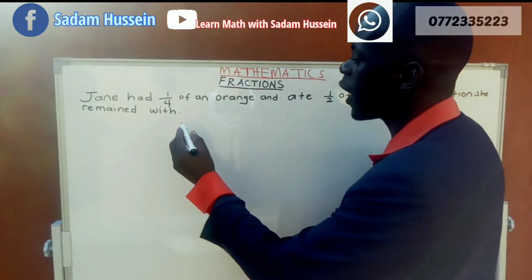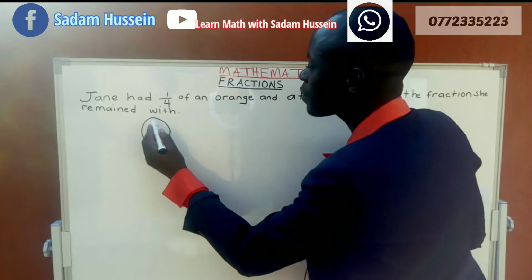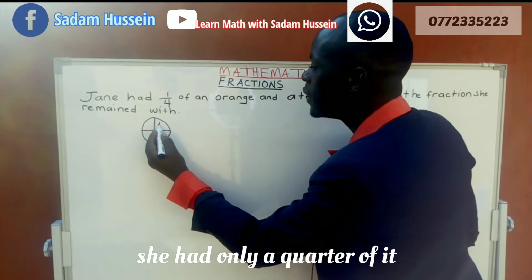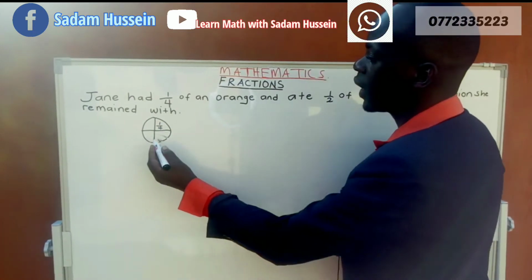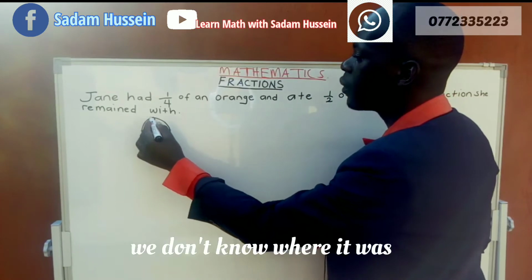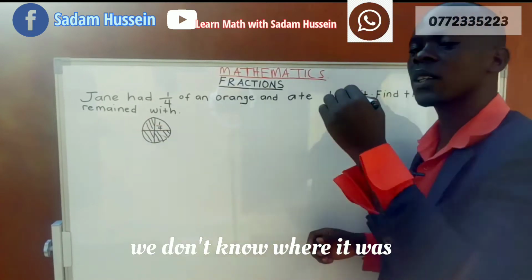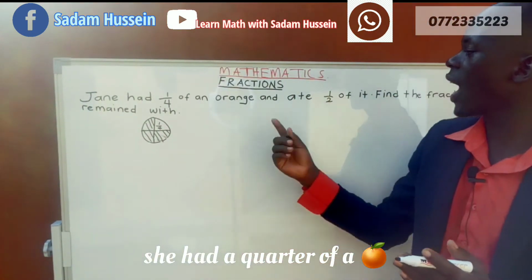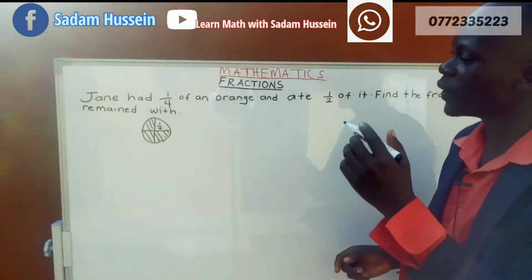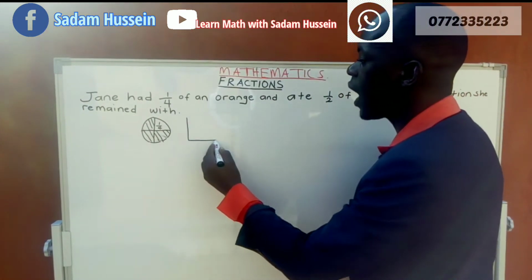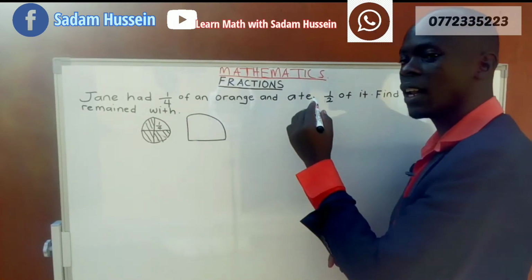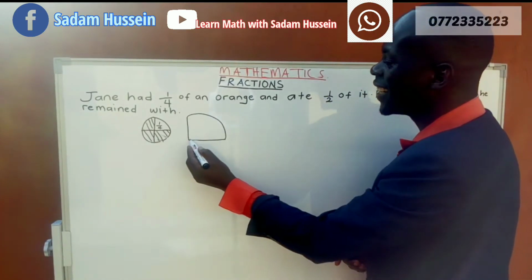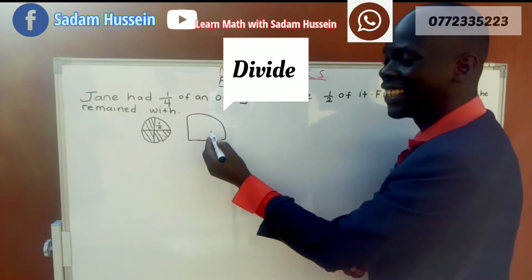Now, if this was a full orange at first, Jane had only a quarter of it. That means this other shaded part, we don't know where it was, but the unshaded part is what Jane had. Jane had only a quarter of a full orange and ate a half of it. That means if this is the quarter Jane had, this is the size that Jane had. So if it was the quarter we have picked from there, Jane had to further divide this orange.